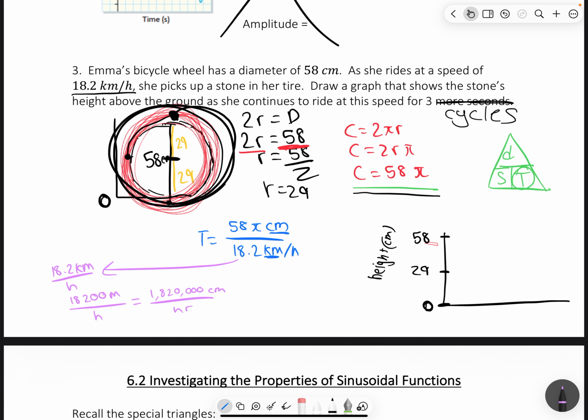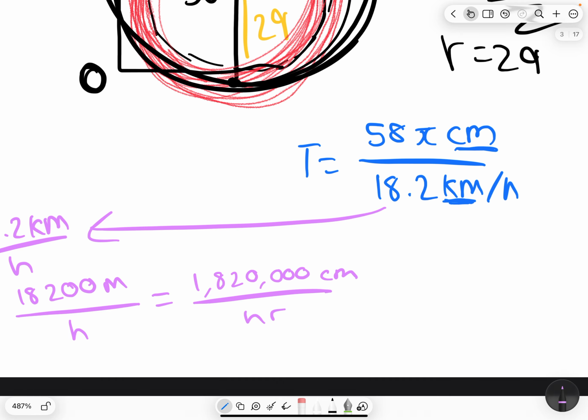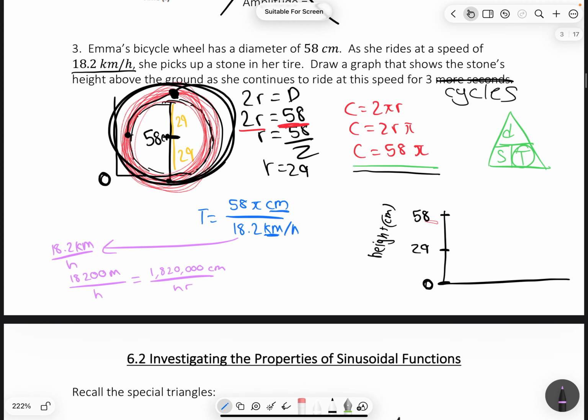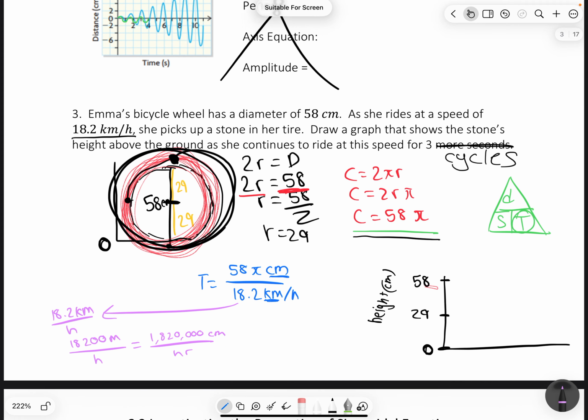We have that now. It wouldn't be really appropriate of us to use an hour, because think about it. She's riding a cycle, right? While you're riding a cycle and a rock gets jammed on your tire, do you think it's going to take a whole hour for the rock to make one circular motion? No, it isn't. So we would convert this hour into seconds.